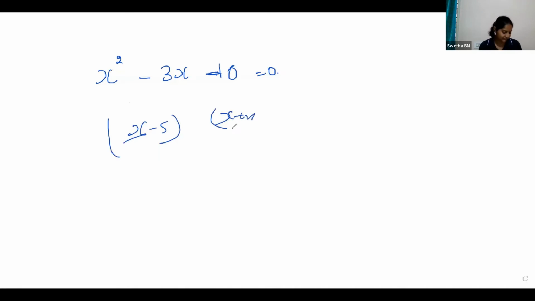Very good. I'll give one more sum on this. 2x square plus x minus 6.